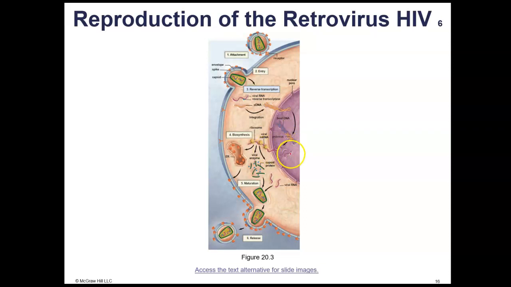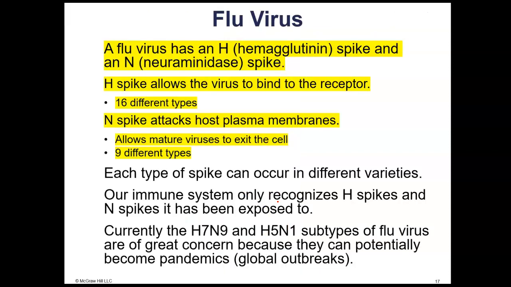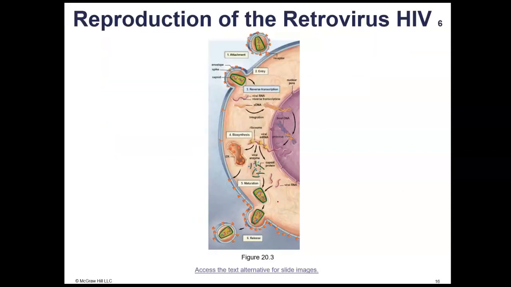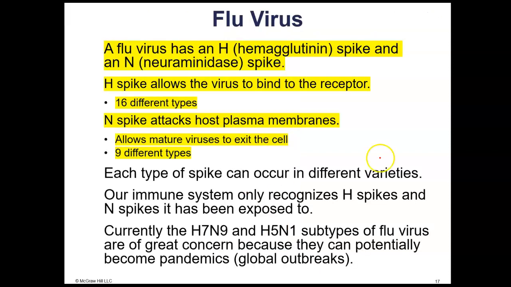And then the host cell makes many, many copies of that in the form of viral messenger RNA. That is used to generate the components of the virus, the biosynthesis stage. Then the components are assembled, the maturation stage, and then they burst from the cell in the release stage. Okay, so that's the retrovirus. Remember, retroviruses use reverse transcription. Reverse transcriptase is the enzyme involved.